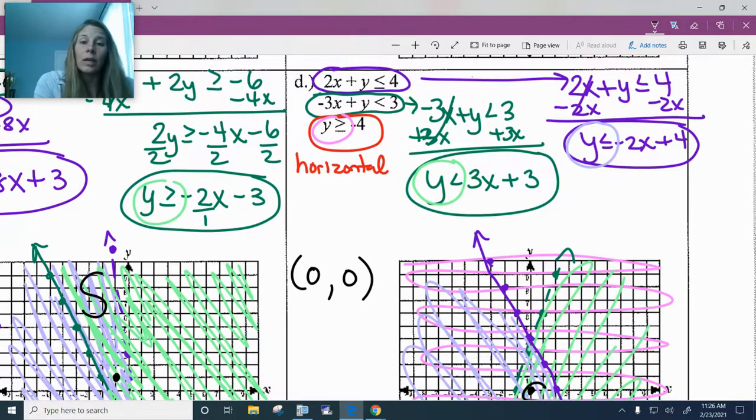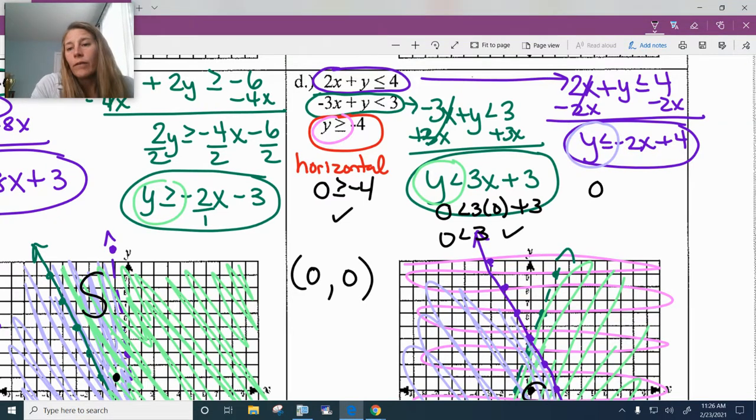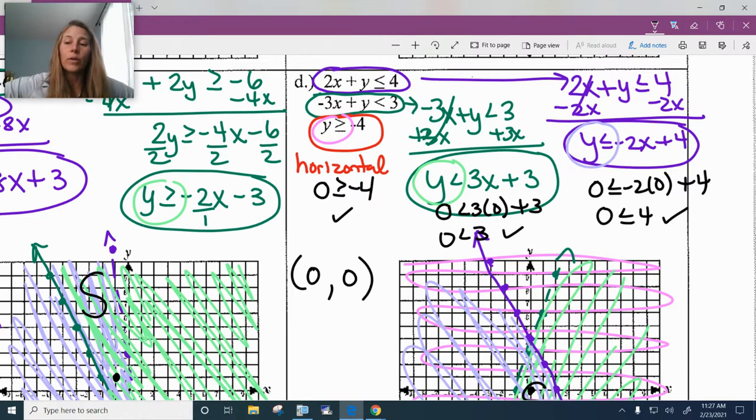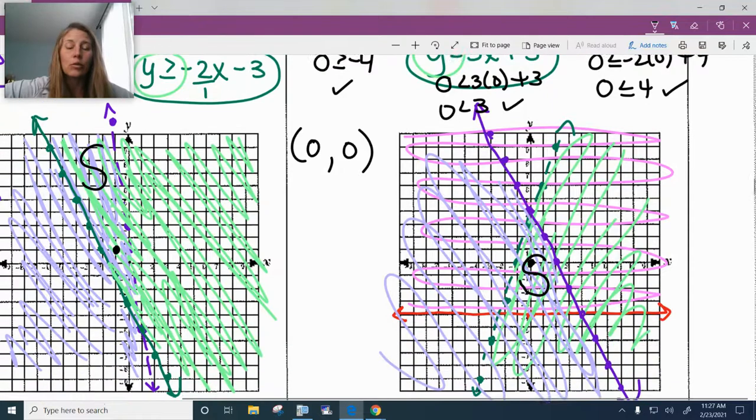So if I go to check it for here, 0 is greater than or equal to -4, that obviously works. If I check it for this one here, I get 0 is less than 3, which also works. If I check it for this inequality, I keep saying equation, 0 is less than or equal to 4, it works there as well. So we can confirm that that central part of that graph is indeed the solution area.